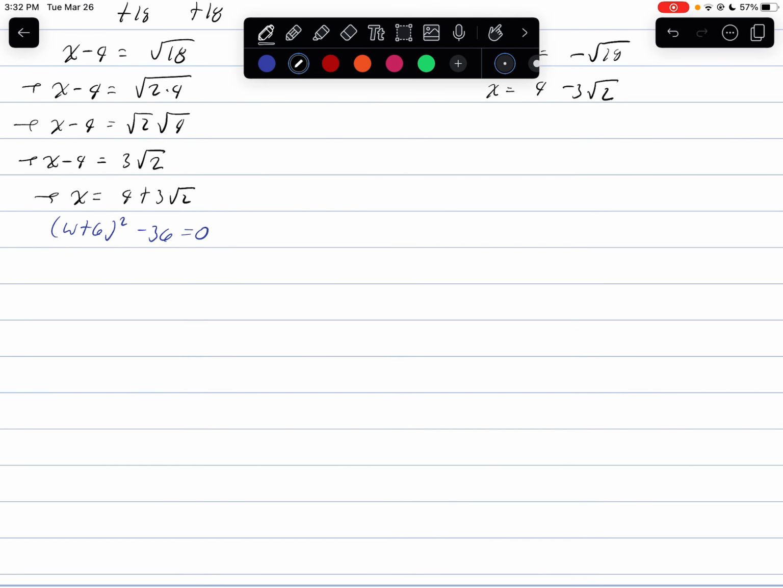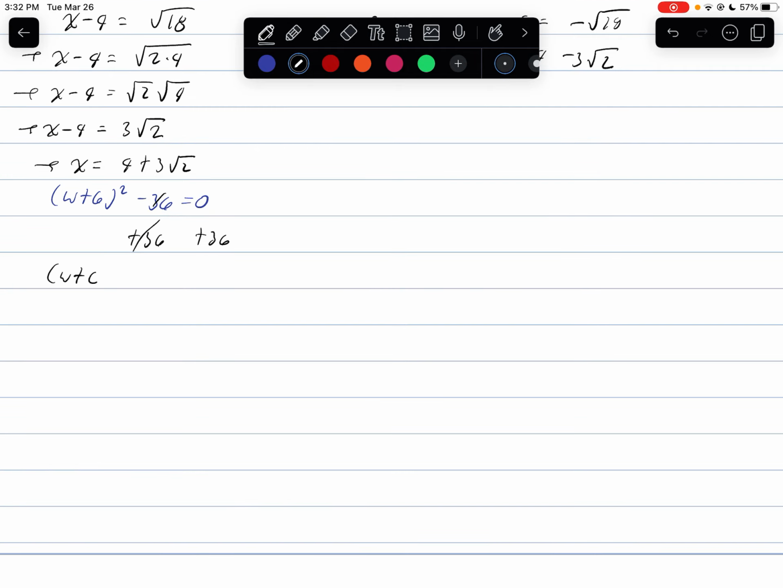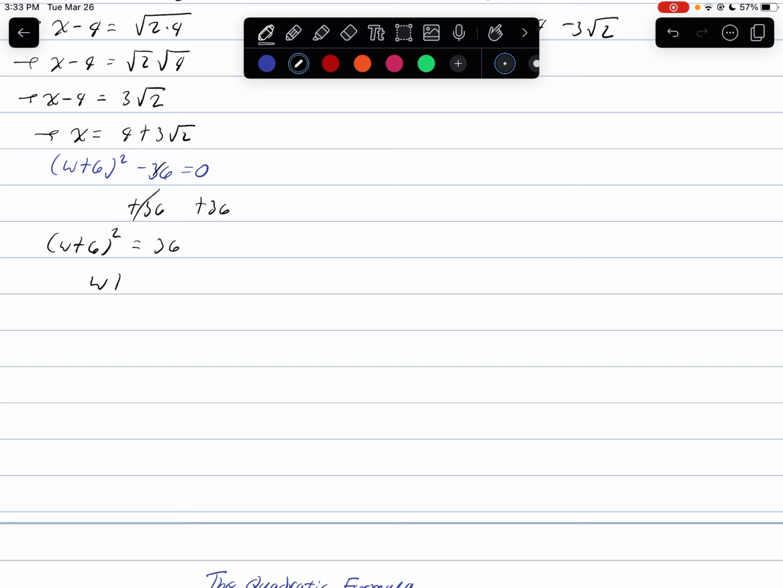Here we have w plus 6 squared minus 36 equals 0. Let's add 36 to both sides, and we get w plus 6 squared is equal to 36. So that gives us that w plus 6 is equal to the square root of 36, or w plus 6 is equal to negative square root of 36, okay? So the nice part here, the square root of 36 is just 6. So we have w plus 6 equals 6, or w plus 6 equals negative 6.